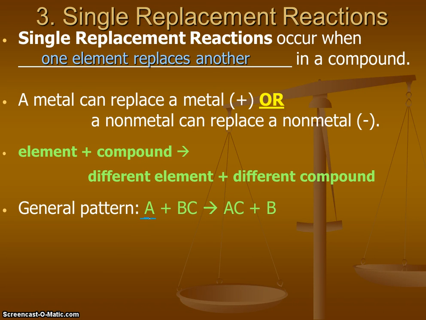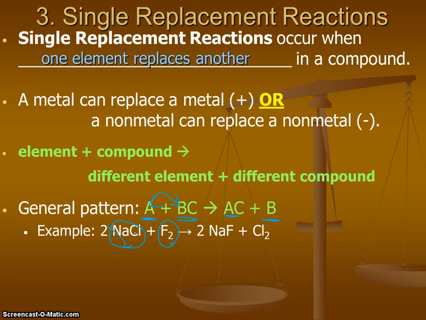If I've got a metal here by itself and then a metal and a nonmetal together in a compound, these 2 metals switched places so that this one is now by itself and this metal is now in the compound. So here's an example of what this could look like in a real equation. I've got sodium chloride and fluorine gas by itself. Here I have a nonmetal by itself, so it's going to switch places with the other nonmetal. The fluorine is now combined with the sodium, and the chlorine is now by itself.